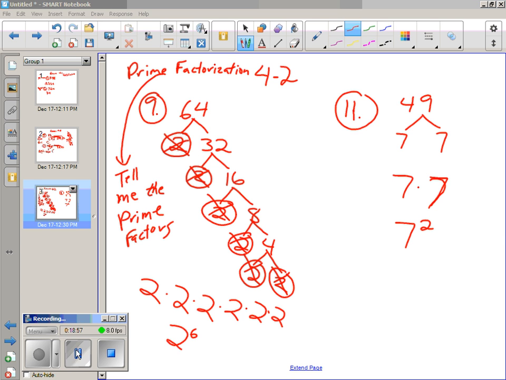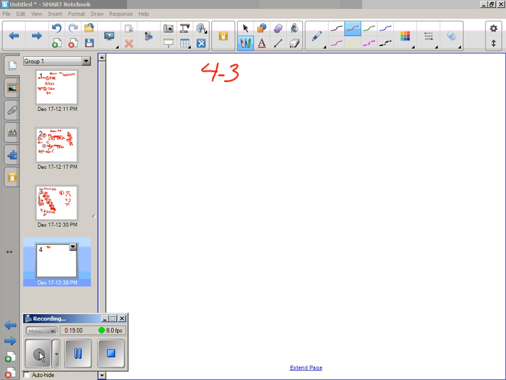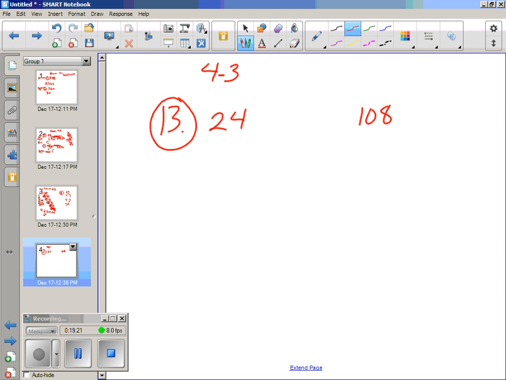Yes. So we'll do 2 up here on 4-3. Greatest common factor. We'll do number 13 and number 15. And we're going to do them together. You need to do it right with me because we need to get going. Greatest common factor between 24 and 108.